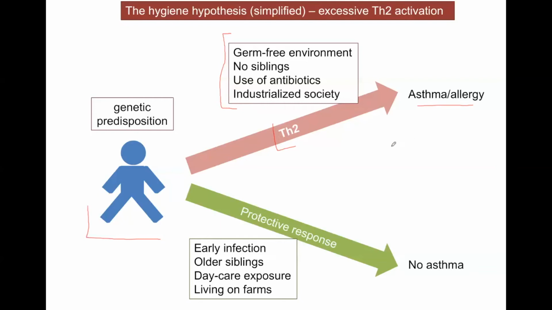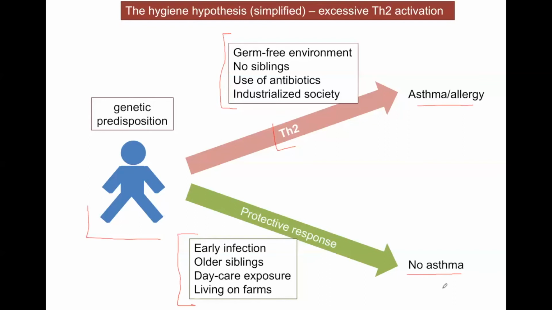However, on the other hand, a protective response is seen through early childhood infections, older siblings, daycare exposure, living on farms. In other words, precisely those environments where you would be more likely to come into contact with infectious agents. And there's good evidence that children in that environment have a lower risk of developing asthma.